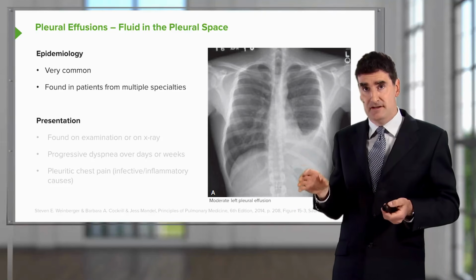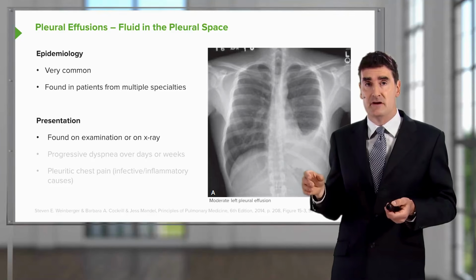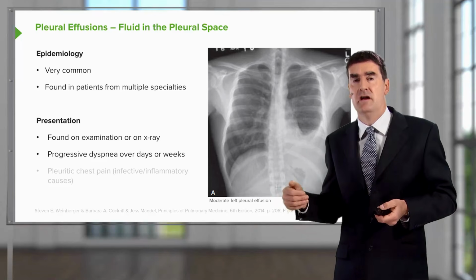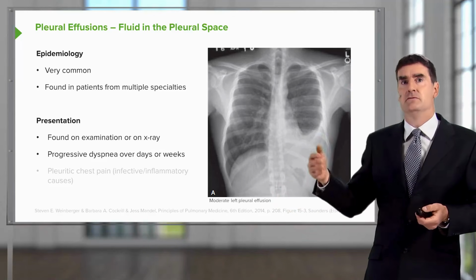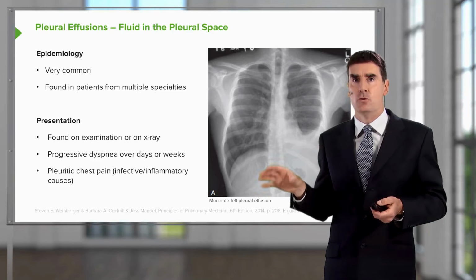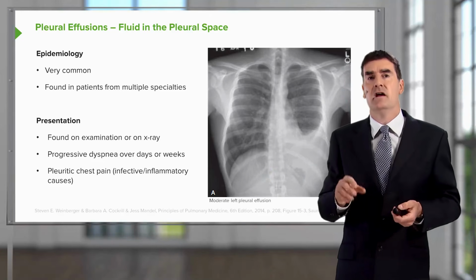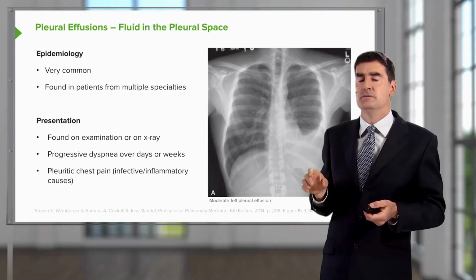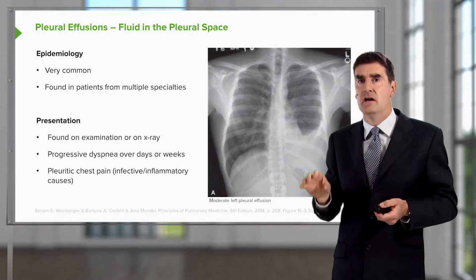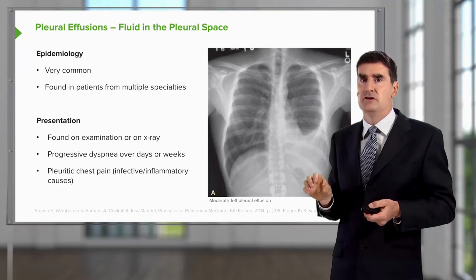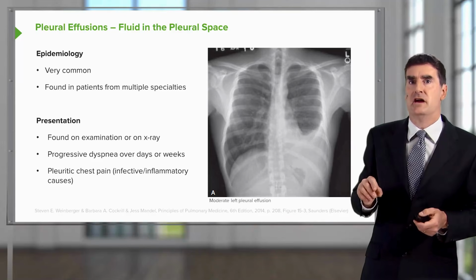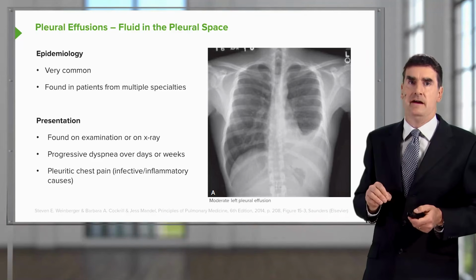The presentation is either as an asymptomatic finding on a chest X-ray, or as the effusion gets bigger, the patient becomes more and more breathless. So that causes progressive dyspnea over days or weeks. Sometimes with the more inflammatory types of pleural fluid, those which are caused by infection or perhaps a pulmonary embolus, then pleuritic chest pain is actually a very prominent symptom. And pleuritic chest pain is very specific and very easily characterized. It's a pain that occurs on inspiration, and it's localized to where the inflammation is occurring, normally on one side of the chest. And you may hear a pleural rub over that area.